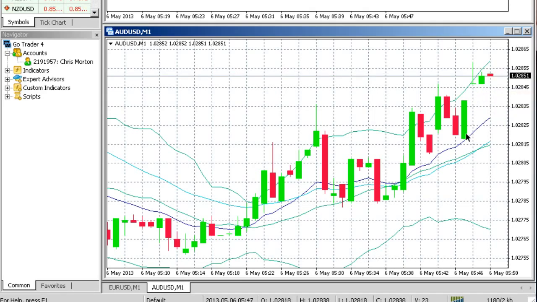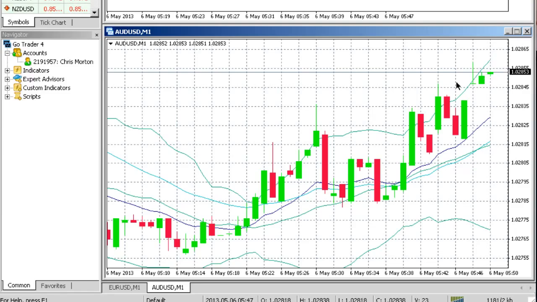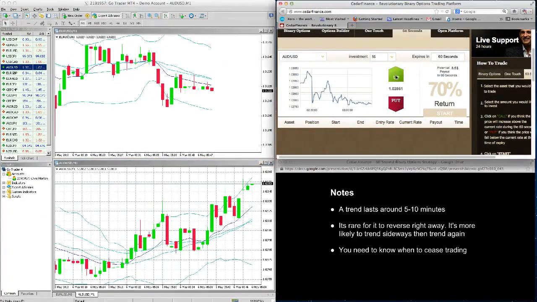You can see here the wick here, it's tested up here, but then it's ended up a bit lower. This looks like it's really testing this level here. Alright, but we'll enter the trade. Okay, so that's now gone in.